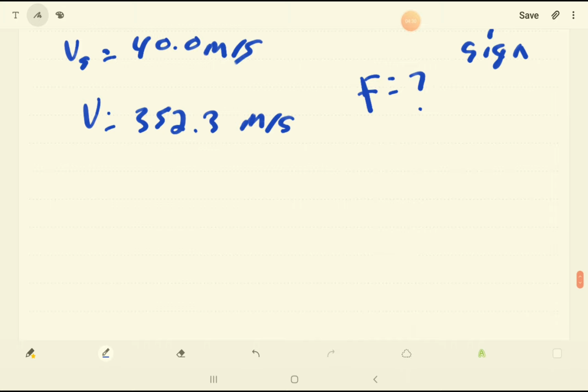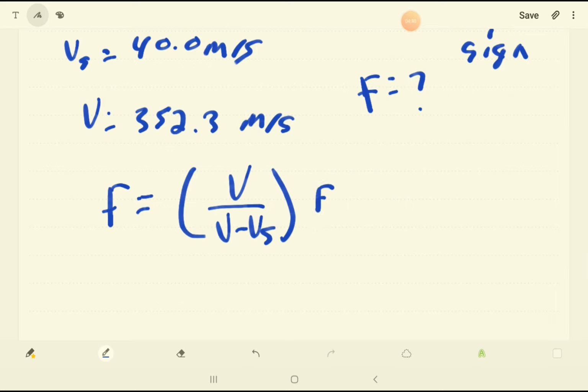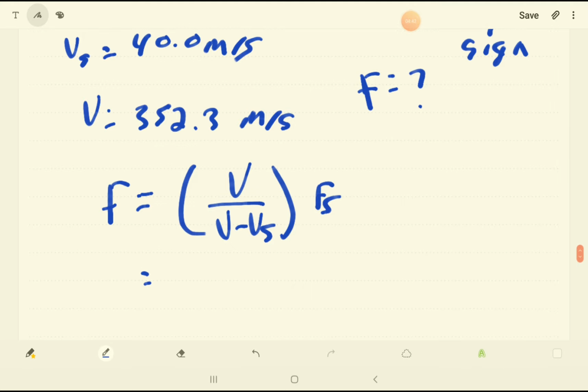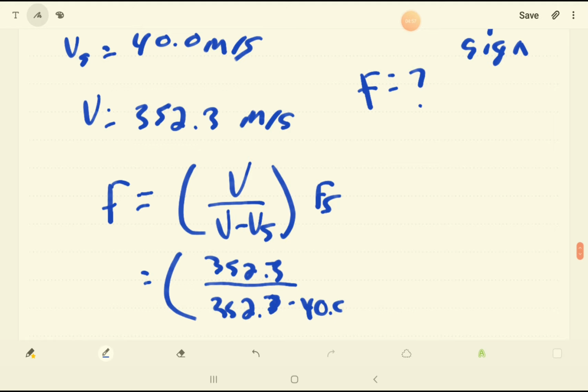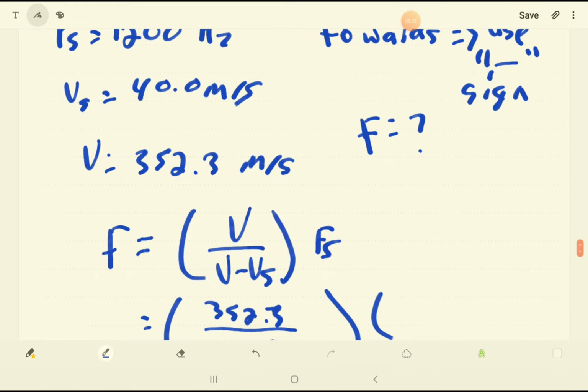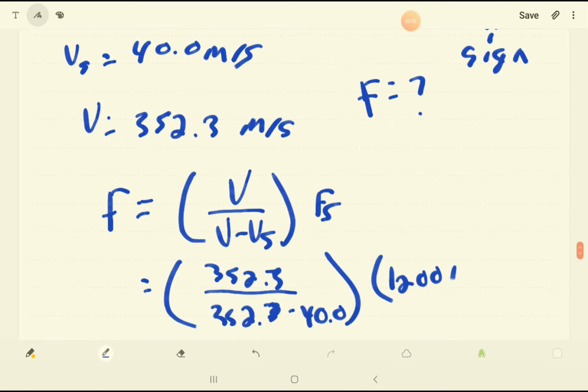So, similar to the last example, we're trying to look for the apparent frequency. And since we know that it's moving towards, we're going to use this formula over here. And really, there's nothing to manipulate. We're just going to sub all that we have in. So this is 352.3 divided by 352.3 minus the speed of the source, which is 40.0, multiplied by 1200 hertz.